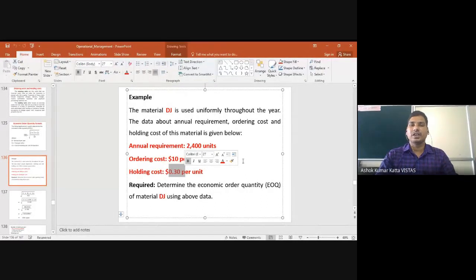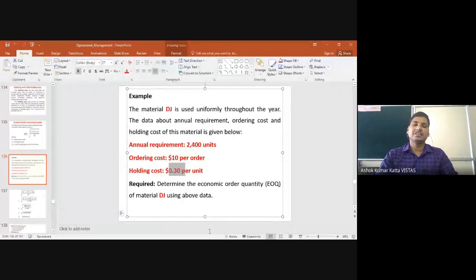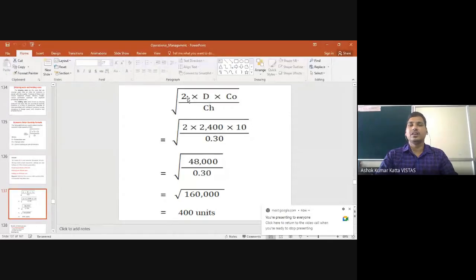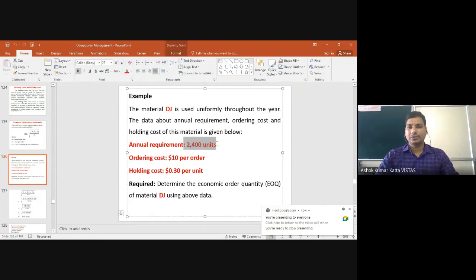Now, in a year, how many times are they giving orders? In a year, what is the total ordering cost? In a year, what is the total holding cost? On average, how many units are they producing per month? This is the information we need to calculate. Now, simply, I can show you here. We can take the EOQ formula, 2 into demand into ordering cost by holding cost. Now, 2 as usual, and you can see here the annual requirement is 2,400.